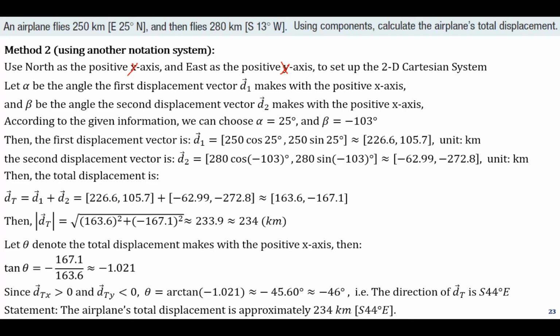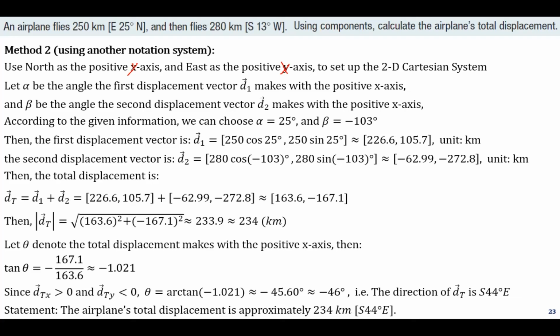Okay, then the first displacement vector d1 can be resolved to two components. First one is 250 times cosine alpha, which is cosine 25 degrees, right? And the y component is 250 times sine alpha, which is sine 25 degrees. This is approximately 226.6 and 105.7, and unit is kilometers. Then following the same method, the second displacement vector d2 can be resolved to 280 times cosine beta, and 280 times sine beta. This is according to the definition of sine and cosine in the 2D Cartesian plane, right? Then the two components for d2 are -62.99 and -272.8. Again, the unit is kilometers.